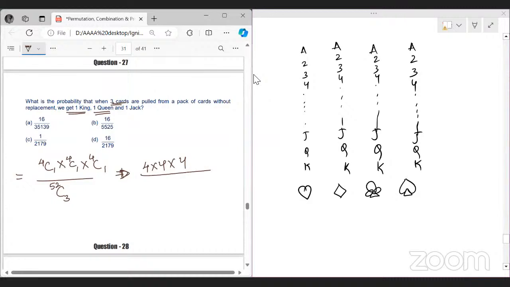How do you write 52C3? Drop 52 to 3 items: 52 into 51 into 50, divided by 3 into 2 into 1. Can I write this above? Yes. This is going to be the next step. Okay?